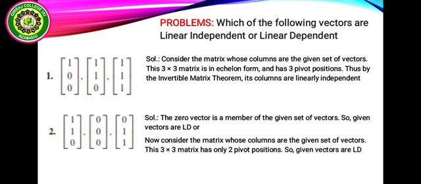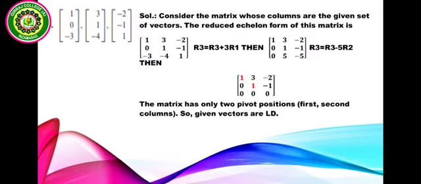Or another method: consider the matrix whose columns are the given set of vectors. This 3 by 3 matrix has only 2 pivot columns, first and last. So here there are 2 pivot columns and 3 rows. Both are not equal, so we say that the given set of vectors is linear dependent.